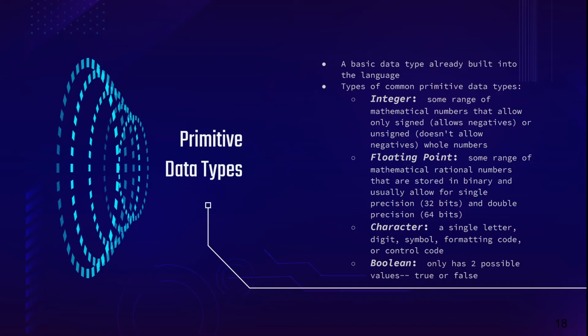Some common types that you'll see are integers, which are whole numbers, some range of mathematical numbers that are either signed or unsigned. Unsigned does not allow negatives, sorry. Signed allows negatives, unsigned does not allow negatives.